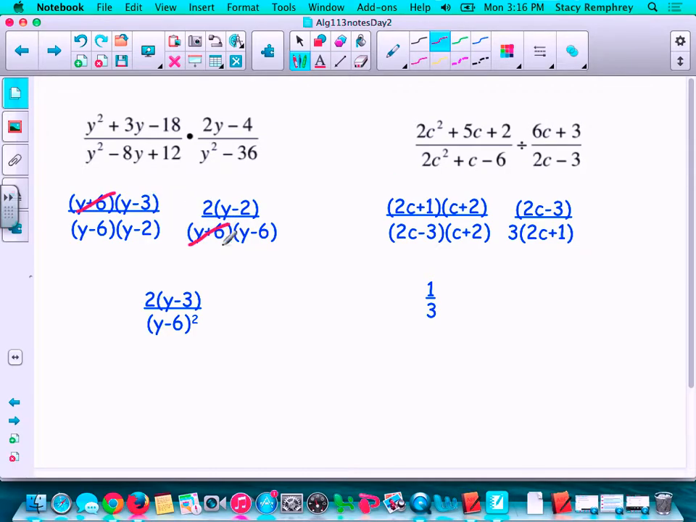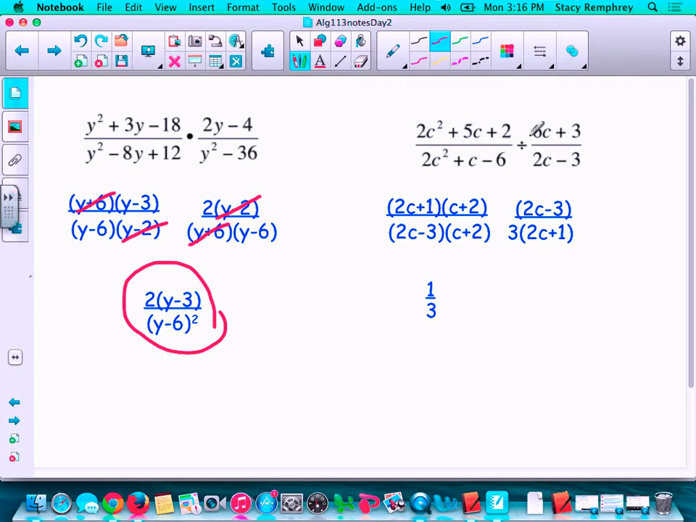Y minus 3 didn't have anything to cancel. The 2 didn't have anything to cancel. And notice, do not cancel the y minus 6. When we're canceling these, we're saying anything divided by itself is 1. Just like 5 divided by 5 is 1, y minus 2 divided by y minus 2 is 1. These y minus 6's, I'm multiplying those. I'm not dividing those. So that turns into y minus 6 squared on the bottom.